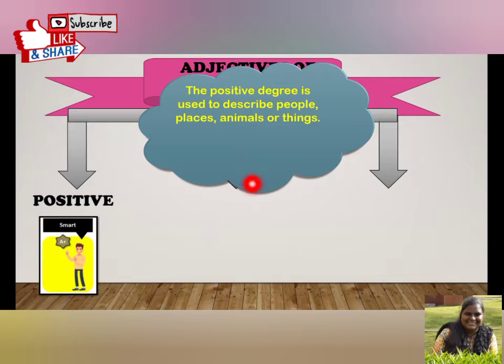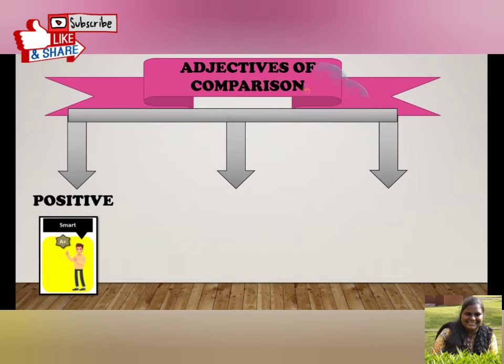The positive degree is used to describe people, places, animals, or things. Examples are: Madhu is smart. Tanay is hungry. As you can see, in this degree we are speaking only about one person. Let's go to the next one.